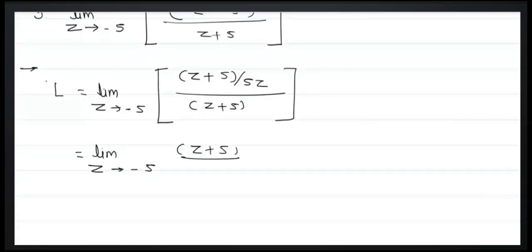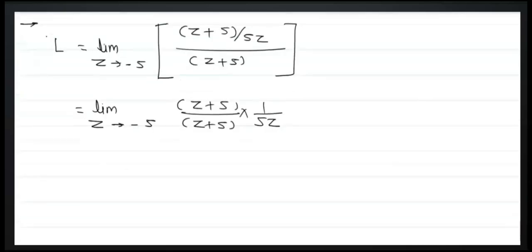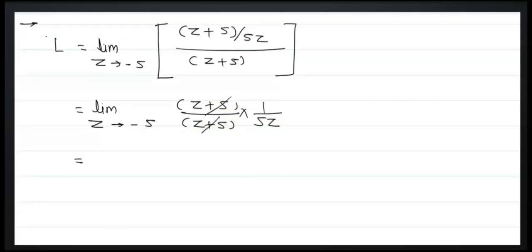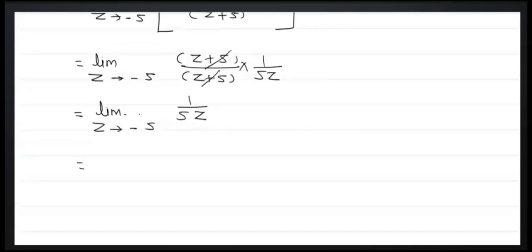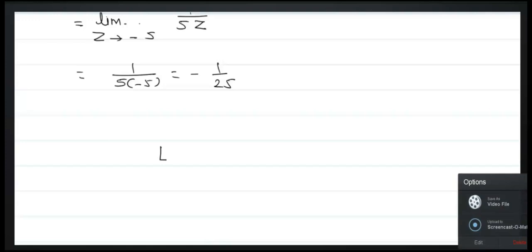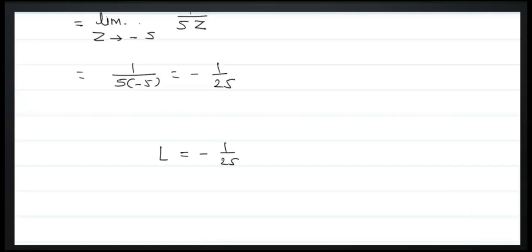And now what will happen? z plus 5 upon z plus 5 into 1 upon 5z. z plus 5, z plus 5 get cancelled. Now replace z by minus 5. Therefore you will get minus 1 upon 25. Therefore, L is equal to minus 1 upon 25. This is the answer.